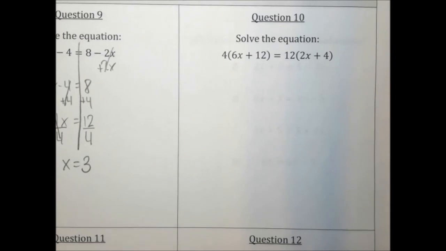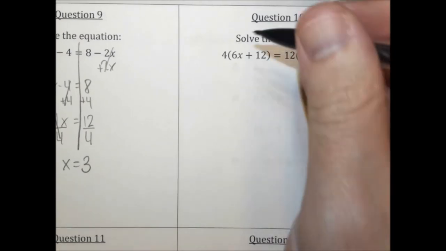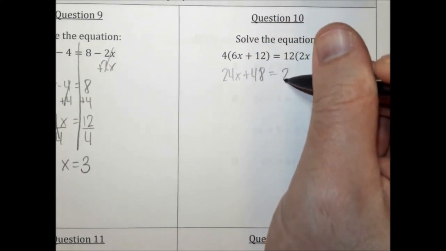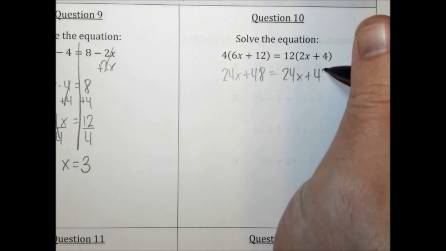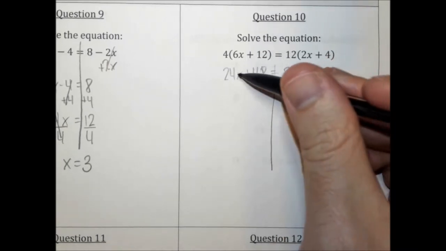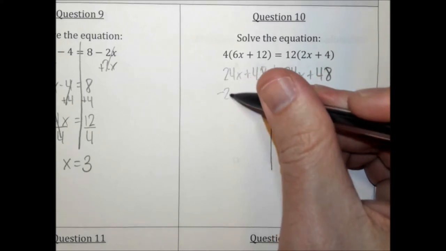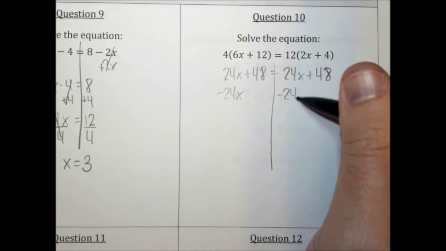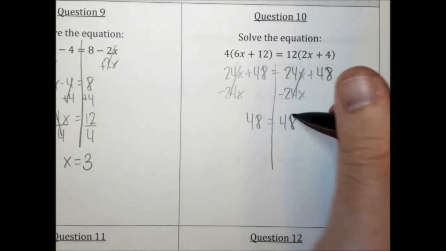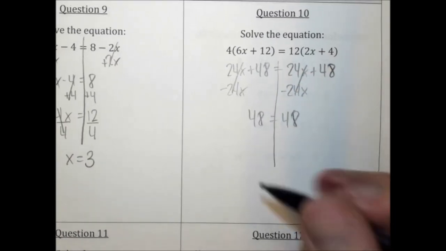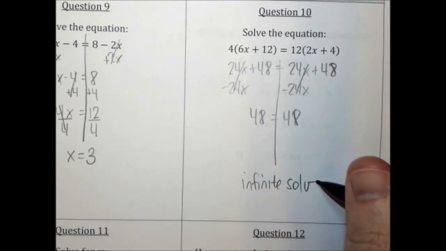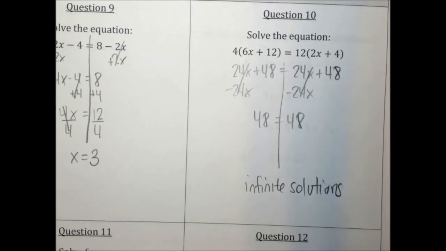Question 10. Solve the equation. Both sides have parentheses. Let's distribute. 24x plus 48 equals 24x plus 48. Let's move variables all to one side. There's the same variable on both sides. So when I do minus 24x to both sides, they will both cancel. I'm left with 48 equals 48. This is a true statement. So that means that this equation has infinite solutions.